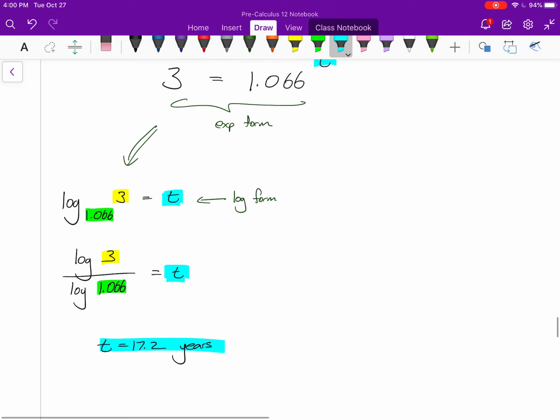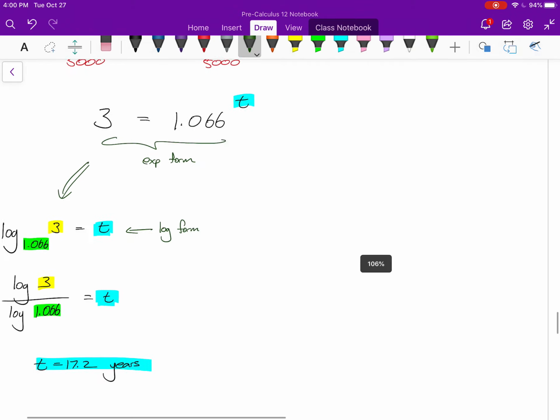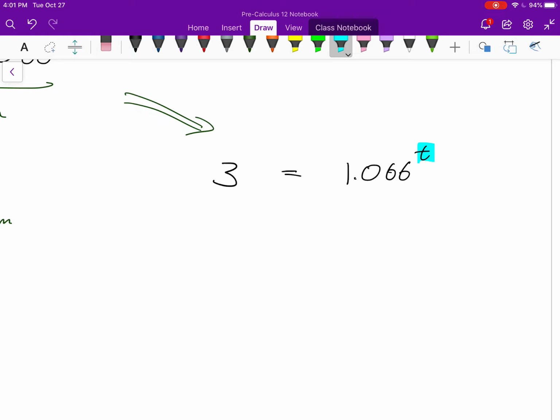And that was by taking my exponential equation and then putting it in logarithmic form. Another way of looking at it, it's going to be the same thing in the end, is to take my exponential equation and log both sides. So let me write this out again. 3 equals 1.066 to the power of t. Another way of getting to that same answer, it's about the same amount of work, is instead of writing it in logarithmic form, to log both sides. So log. What base? Any base, as long as it's the same thing. I'll go with base 10 because, again, I'm boring and it's on my calculator.